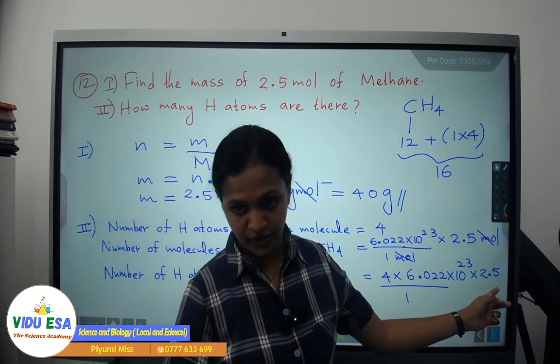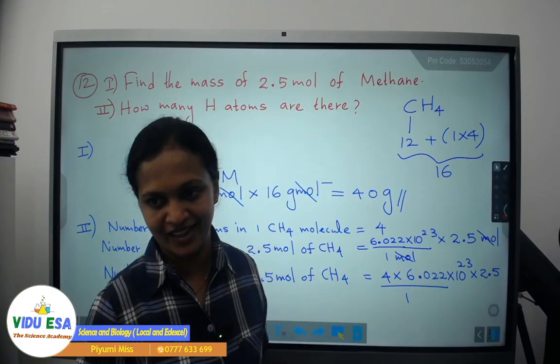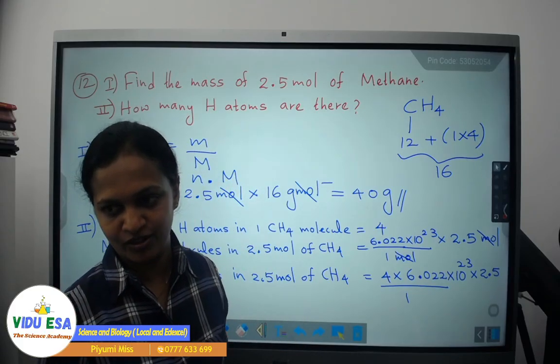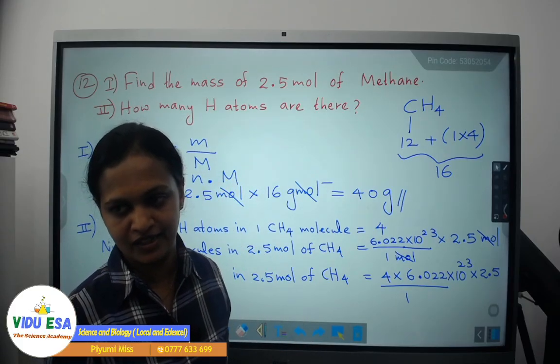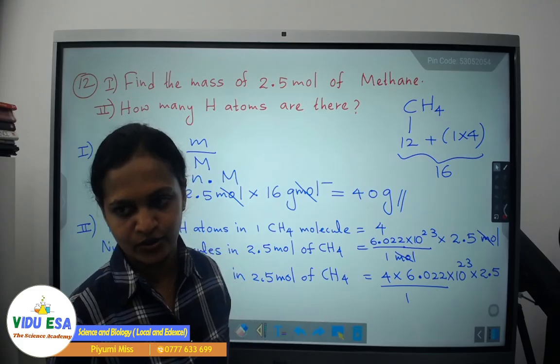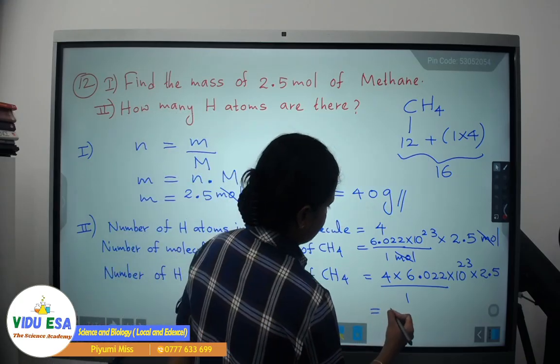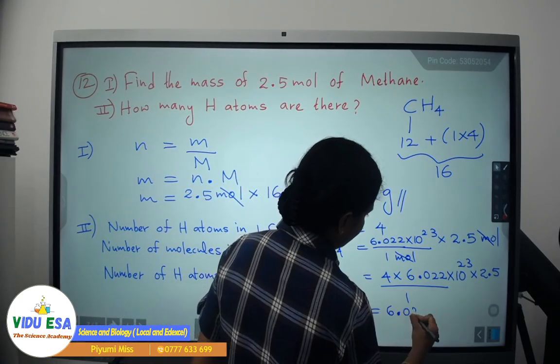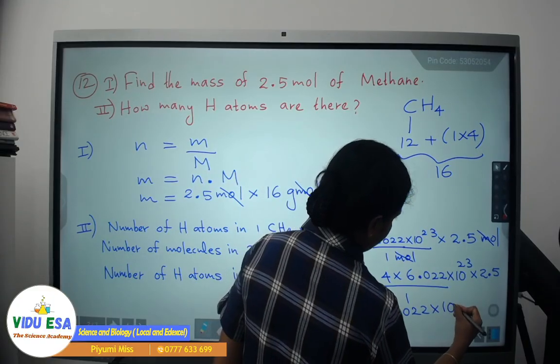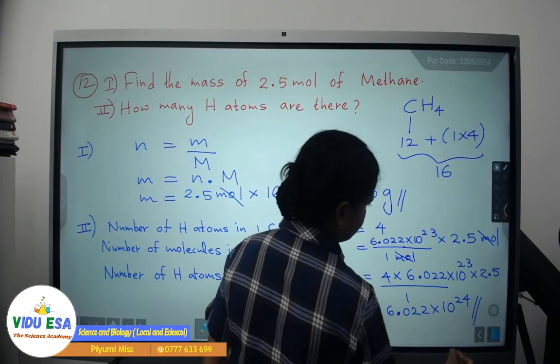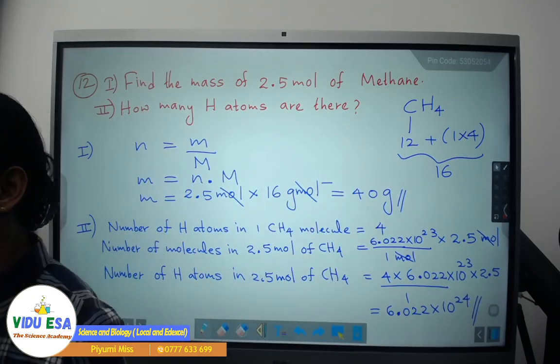4 into 2.5 is 10. So, 6.022 into 10 to the power 23 into 10. Again, 6.022 into 10 to the power 24. Hands up those who got the answer.